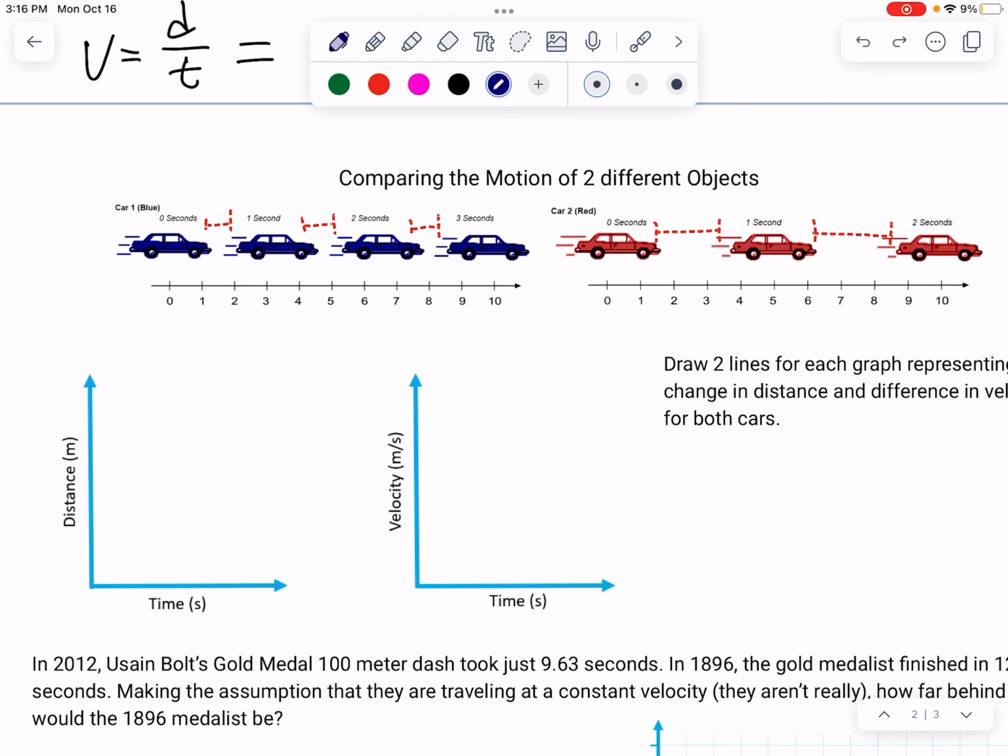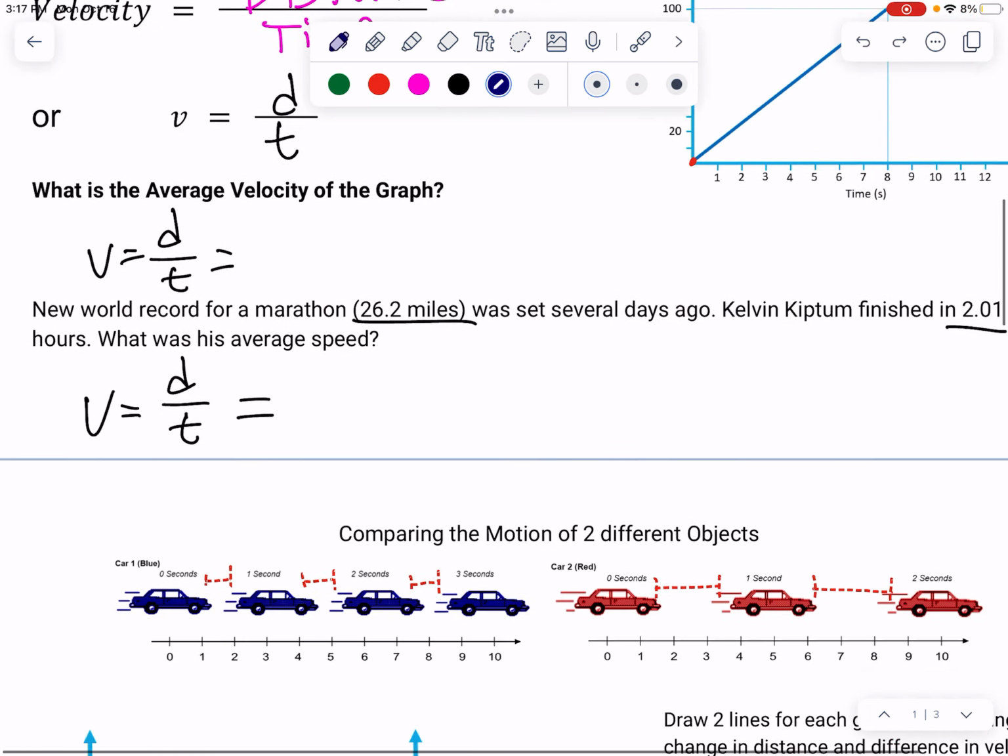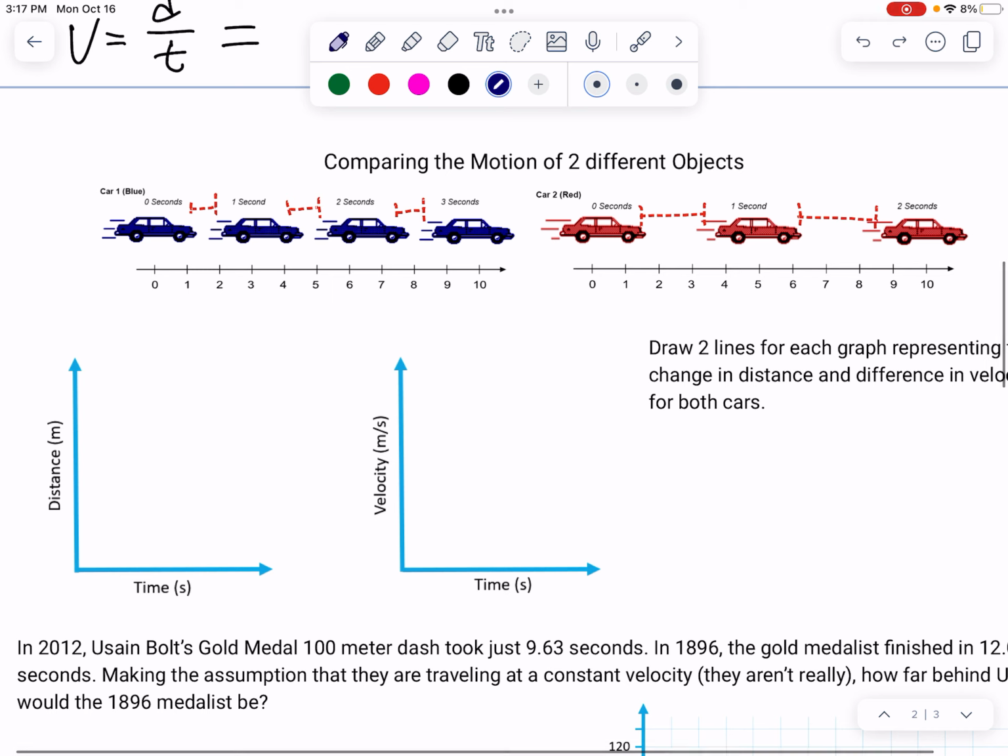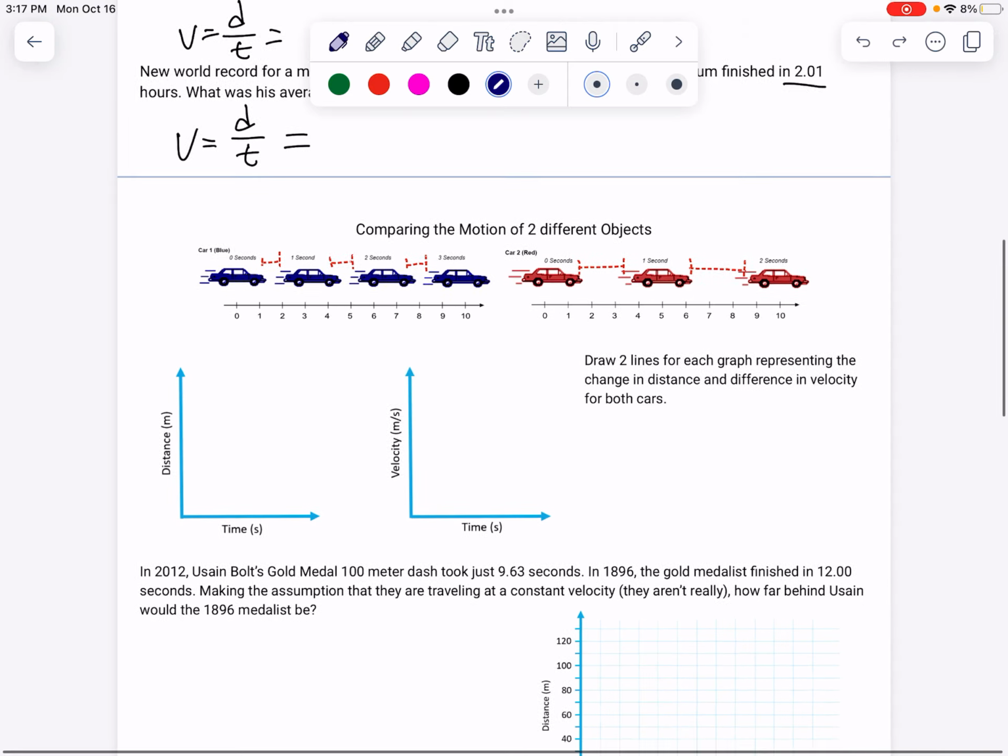Same thing with the velocity. You'll notice that they're evenly spaced out, meaning they're not getting faster after every second. They're not getting slower after every second. They're moving approximately the same speed. So just like our velocity graph at the very beginning, we should draw two horizontal lines. And same thing, where is our blue line going to be? Is it going to be on top, or is it going to be on bottom relative to the red car?